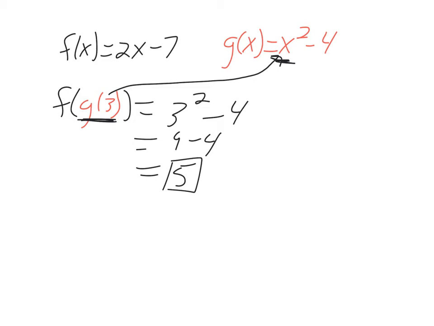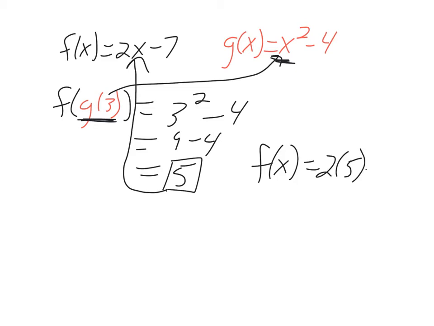Alright, so now since I have the 5, since I got that answer, now I have to put it into the f function, the f equation. So I'm going to put that right in there. So I'm going to slide out that x, put in the 5, and then I'll have my answer. So I have 2 times 5 minus 7, 10 minus 7, which is 3. So my final answer then is 3.